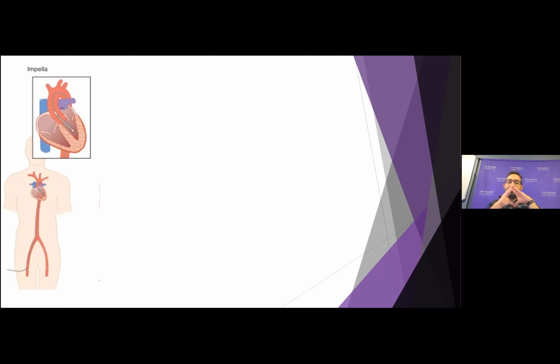What's an Impella? It's a forward flow pump that they basically go in from usually the femoral artery, can go from the arm as well. It is placed in the LV. It has an impeller. It sucks blood out of your LV and pumps it into the aorta directly.